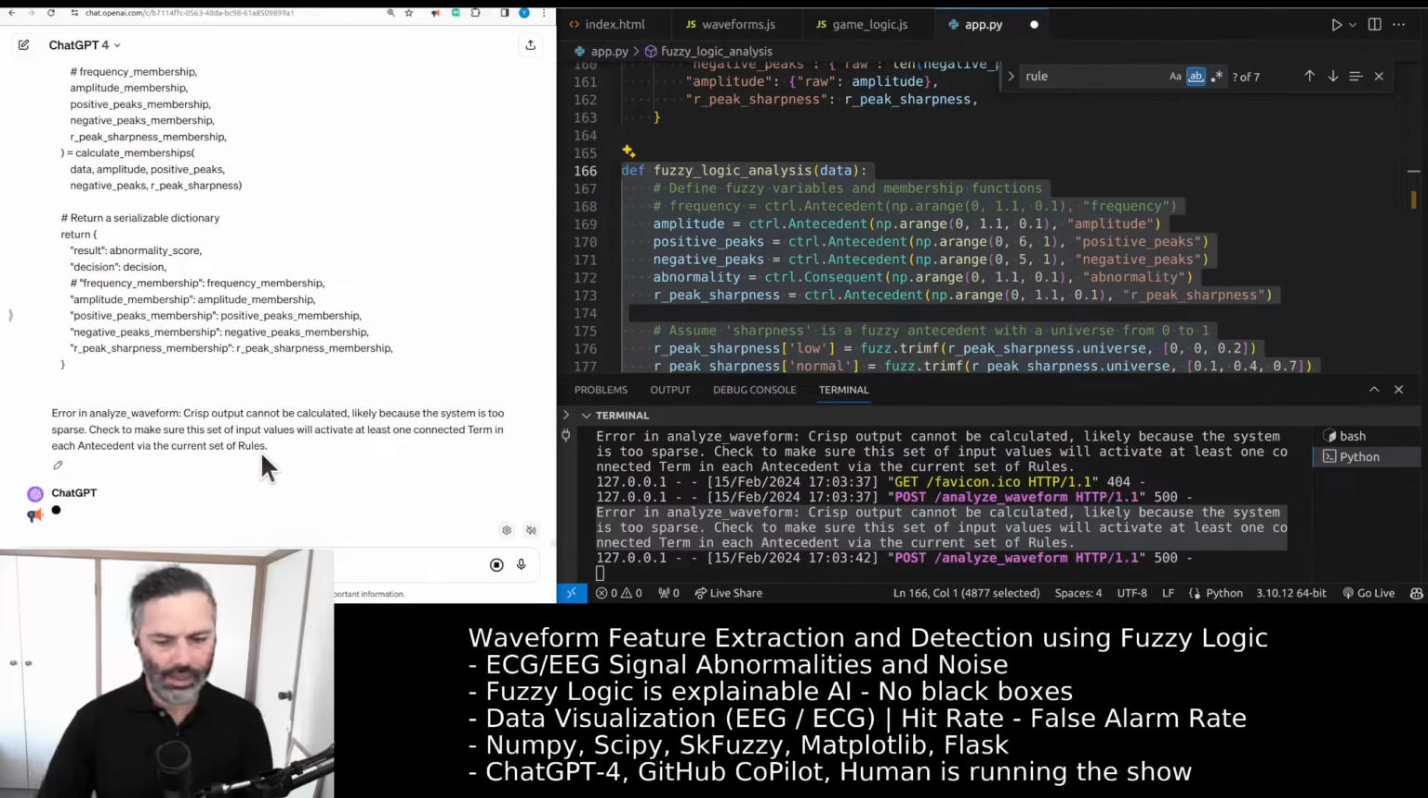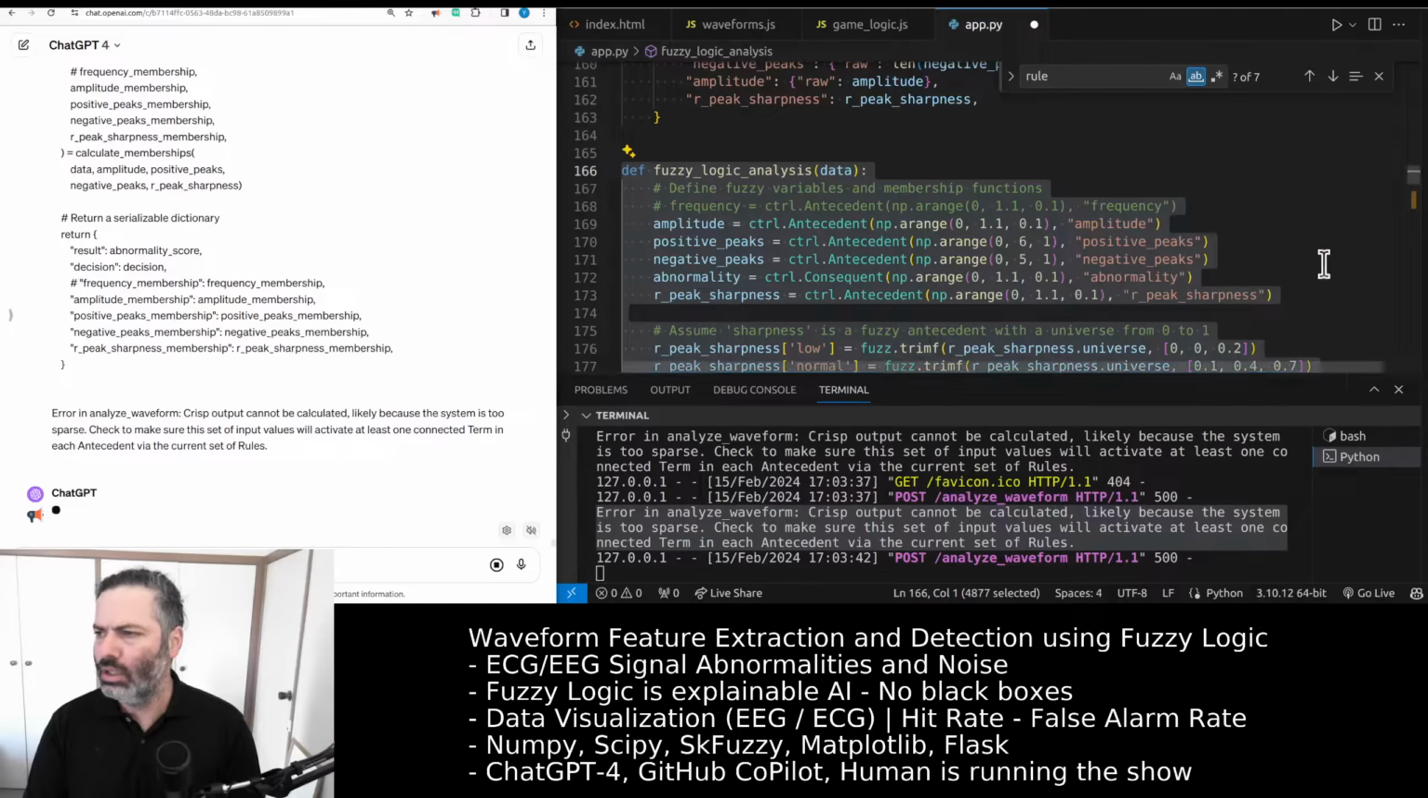This error should be an easy fix. You always say that and then spend an hour.